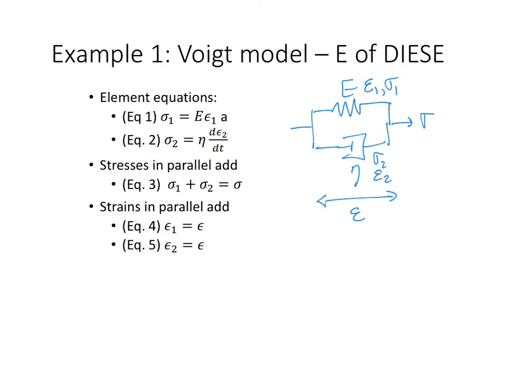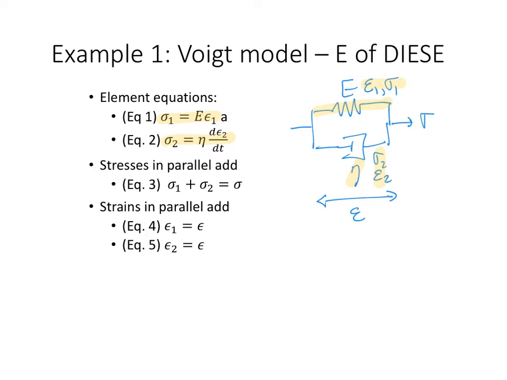In our example from the Voigt model, we first start with the element equations. We have an upper element where it's elastic, and the elastic element says the stress on that element is proportional to the strain on that element, using the intermediate variables on that element. Similarly, in the viscous element, the stress is proportional to the rate of change of strain, using the parameter and the intermediate variables for that element.